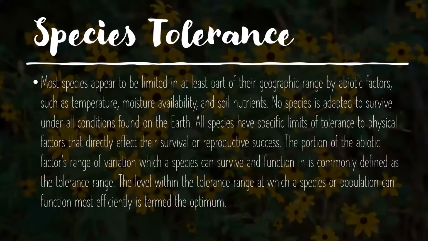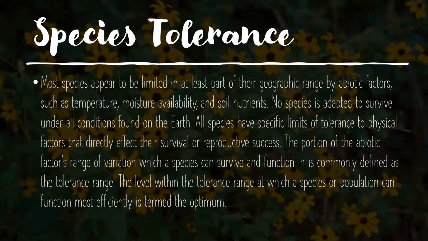These abiotic factors are temperature and moisture availability. Temperature is whether it's hot or cold. Moisture availability is whether there is water in the environment. Is there water in the soil? And soil nutrients: is there nitrogen, phosphate, all the lovely nutrients that plants need to grow and blossom?